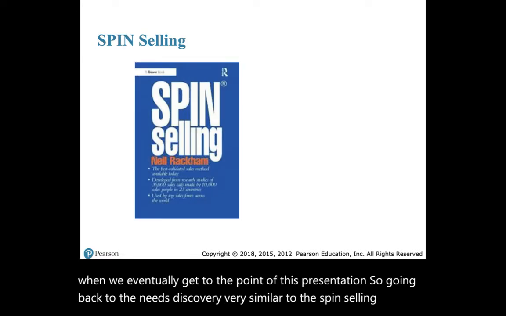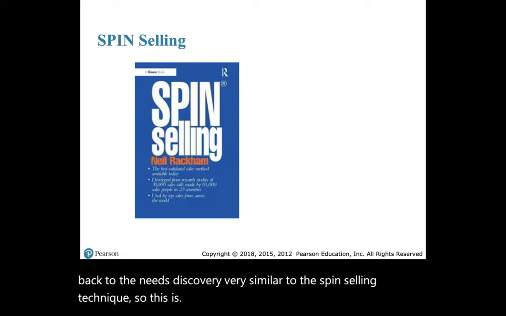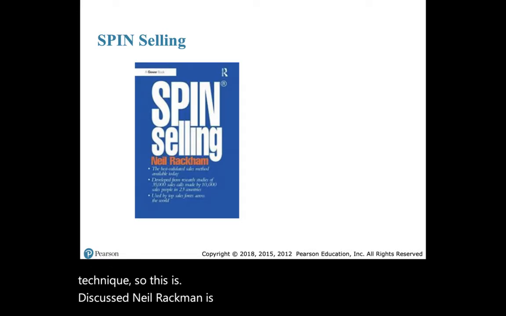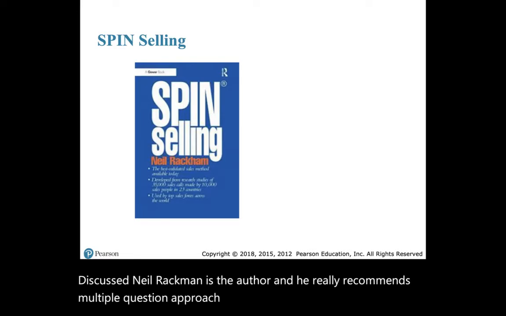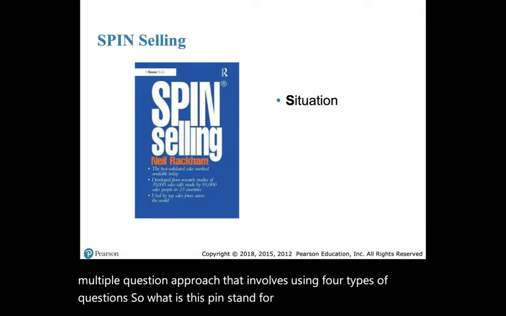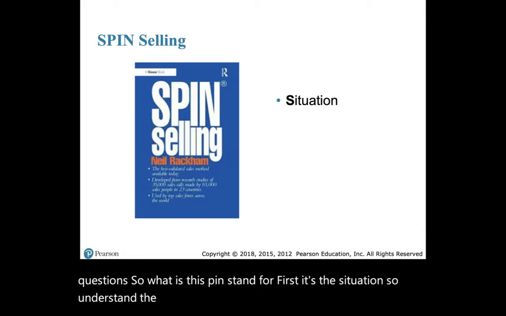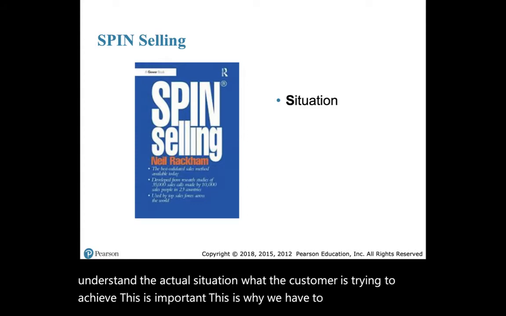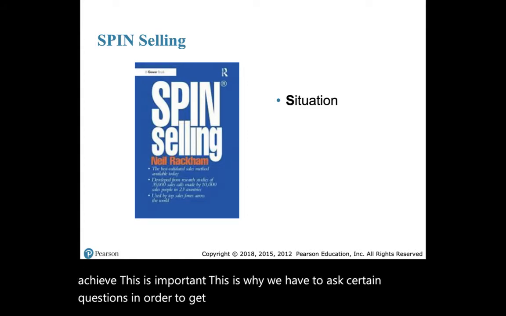So this is discussed. Neil Rackham is the author, and he really recommends a multiple question approach that involves using 4 types of questions. So what does SPIN stand for? Well, first, it's the situation. So understand the actual situation, what the customer is trying to achieve. This is important. This is why we have to ask certain questions in order to get this type of understanding. These are usually considered survey questions.